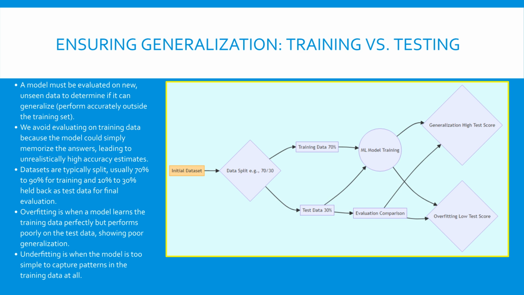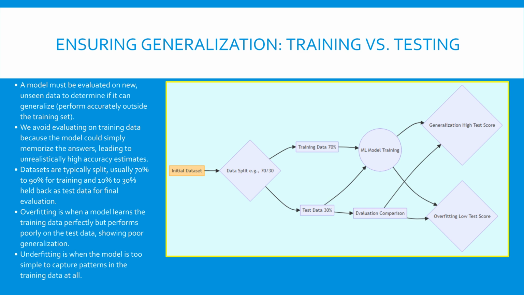This diagram illustrates the necessary flow for robust model evaluation. The initial dataset D is divided into training data T1 and test data T2 at the data split S phase. T1 is used for ML model training M. M is then tested against T2 in the evaluation step E. The outcome determines if we achieve generalization, P1, meaning high accuracy on T2, or suffer from overfitting, P2, indicated by poor accuracy on T2 despite potentially high accuracy on T1.